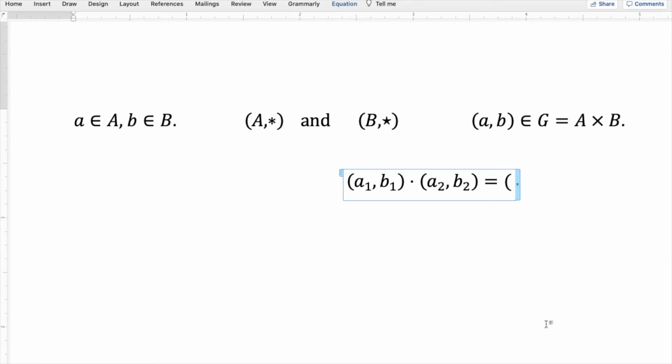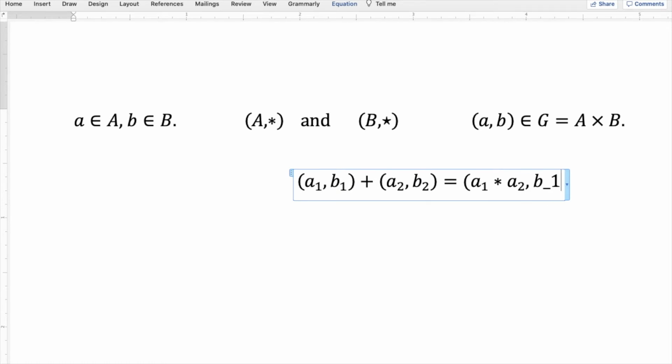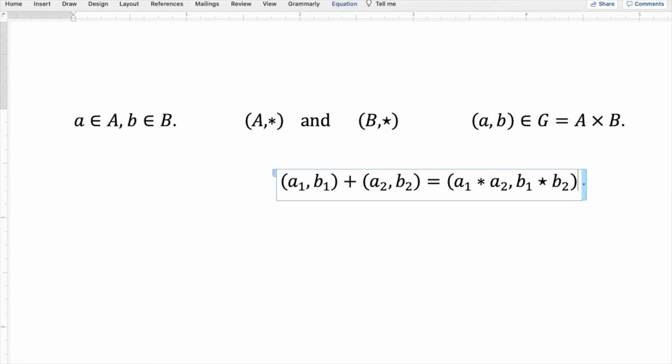I am trying to define something. Had I written this dot as a plus, then probably you would have told me that this will be A1 plus A2 in the first coordinate, where plus means the operation in A, I am using star, asterisk, and in the second coordinate B1 star B2. That's it. Component-wise addition, component-wise multiplication.